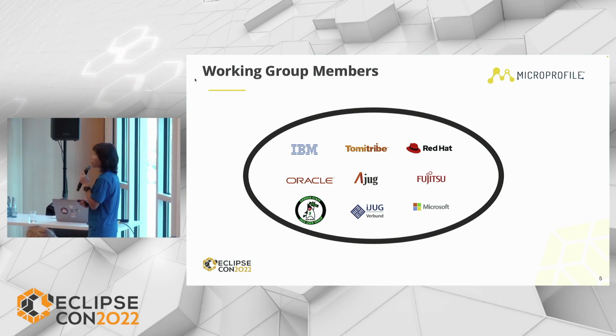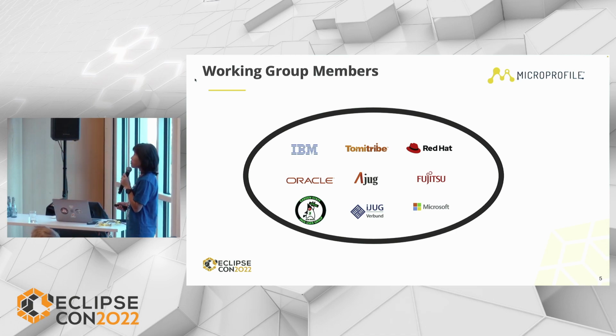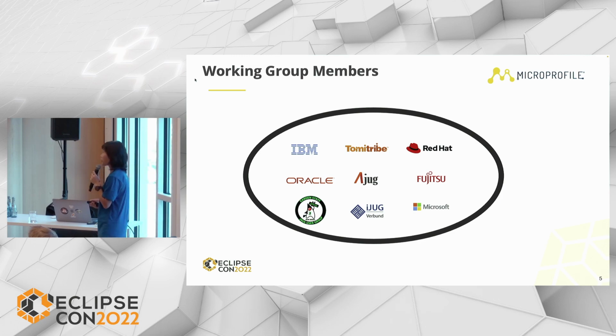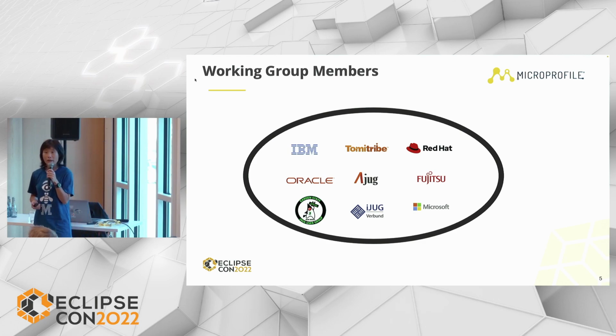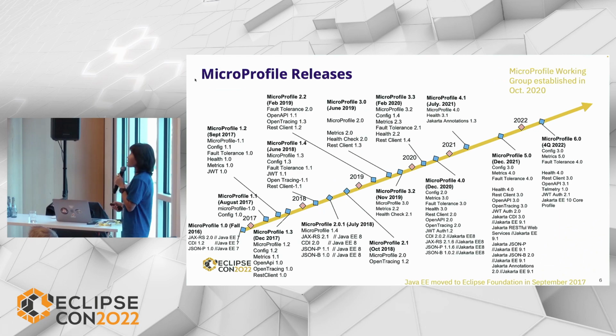And this is the working group behind the MicroProfile. As you can see, members include IBM, Tomitribe, Red Hat, Oracle, Fujitsu, Jakarta and Microsoft. And very soon, hopefully next year, there are more members joining. So it looks very good. So this is the basic release of MicroProfile.